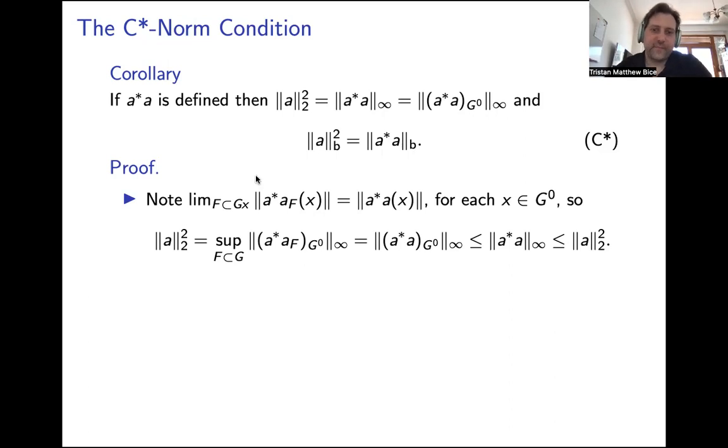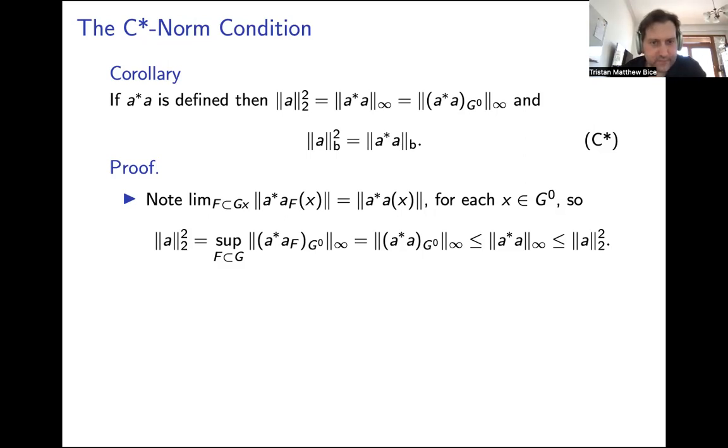Okay, as we know, A star A is defined, and what that really means is that A star AF at any fixed X has to approach A star A at X. And if this approaches this, then of course the norm also approaches this, right? The norm itself is always a continuous function on any normed space. So what this is saying is that for each unit X, if I look at the norm of A2 squared, what do I get?